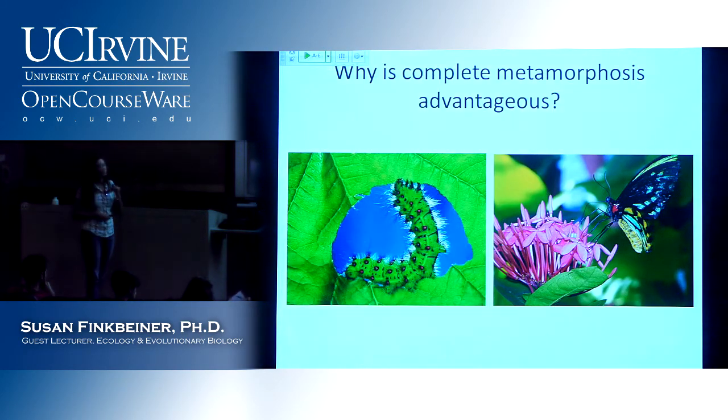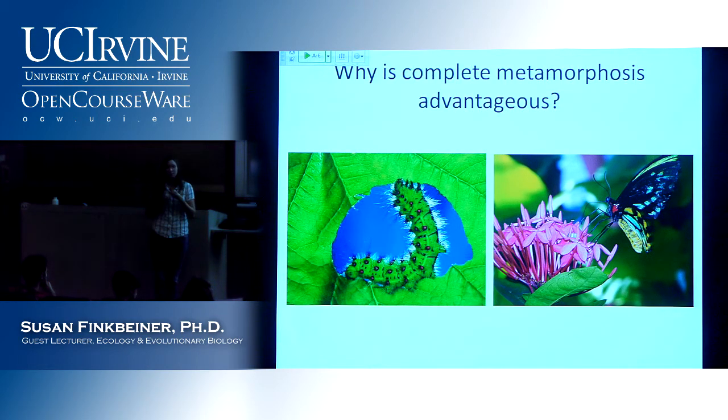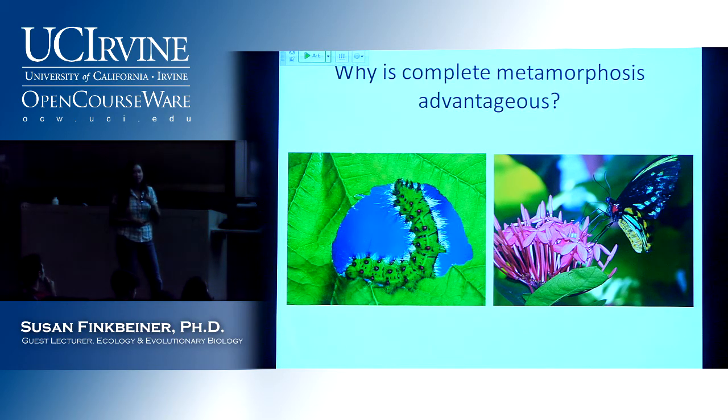So complete metamorphosis is actually extremely advantageous. Once it evolved, it was selected for entirely. So our most recent insect orders all have complete metamorphosis, and that also goes along with the most diverse types of insects that we see today.